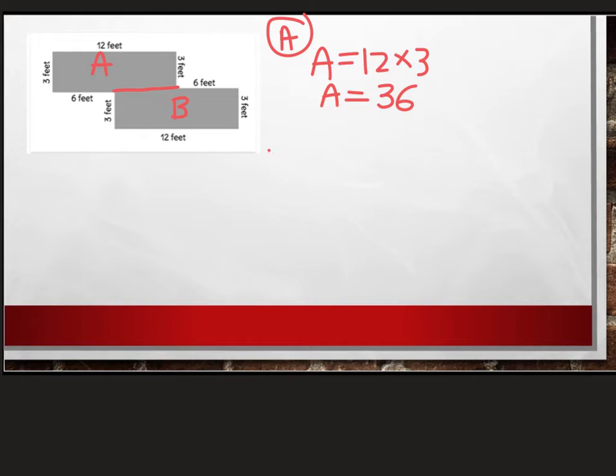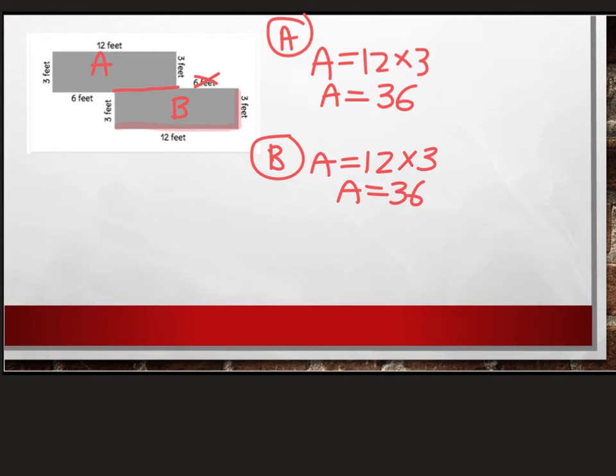All right, let's talk about shape B. Shape B is still a rectangle as well. Our base is, I'll highlight it for us, 12, and then our height is 3. So that 6 really plays no role in finding our area here. So base 12 times height 3, the area of shape B is 36.